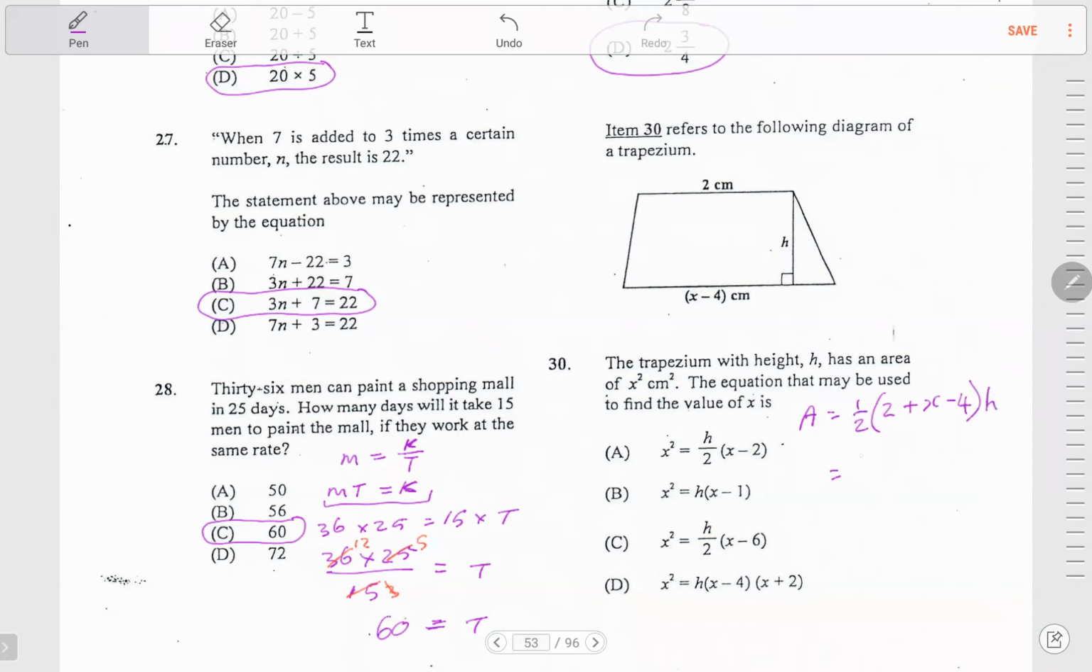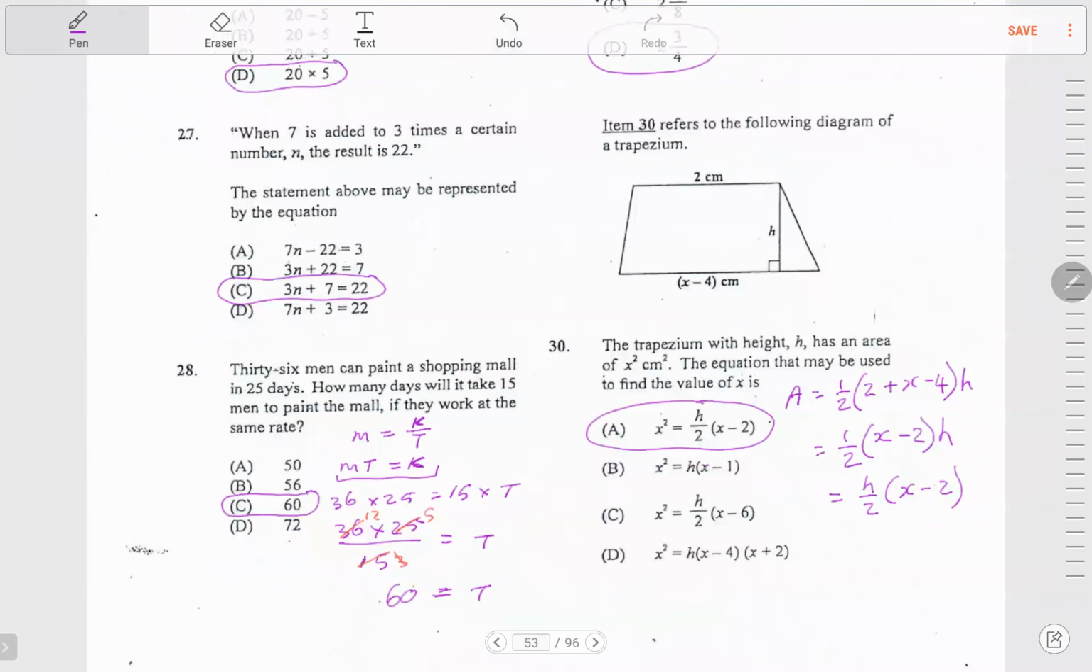So we get half, and this 2 minus this 4 is negative 2. This x has nothing to subtract with, so it becomes x. 2 minus 4, as I said, is negative 2, times the h. I can apply the half times the h, which then is h over 2. So you have h over 2 times x minus 2. That's the answer. But the area, I said, is x squared. So the area is this. So this is the answer. Half the sum of the parallel sides times the distance between the parallel sides.